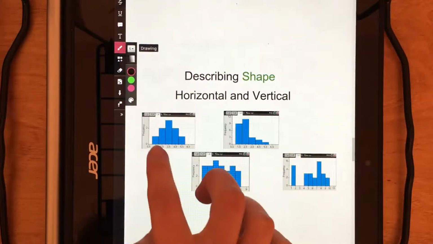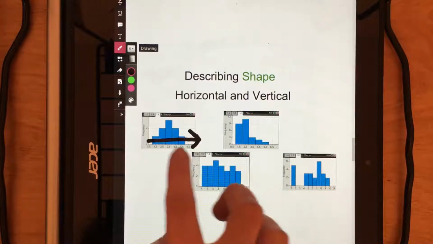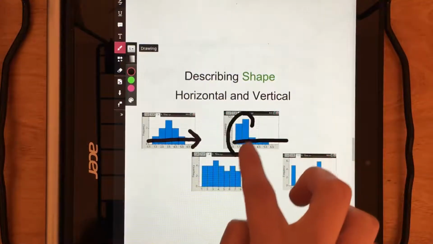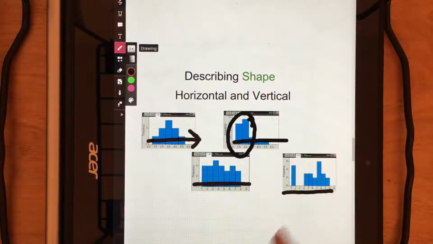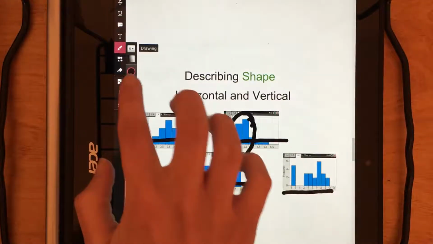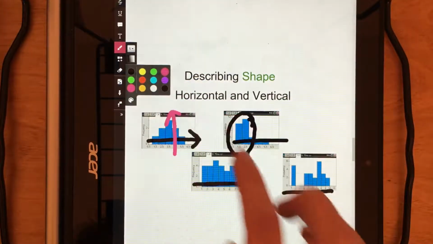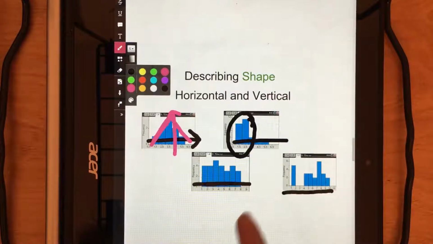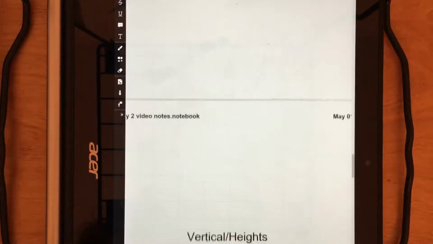What I mean by horizontal is how they're spaced out in this direction. These ones are all spread out equally. And then if we notice here, they're definitely more focused on this side. This one's again equal. This one's spread out more on the right side. So that's what I mean by horizontal. Vertical is the heights of all the graphs. These ones are kind of like a triangle. These ones are all kind of the same. So we're going to talk about what the difference is between those. Okay? So this is about shape.